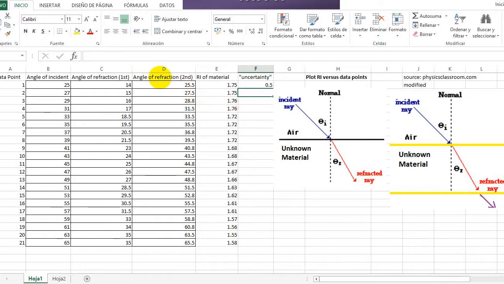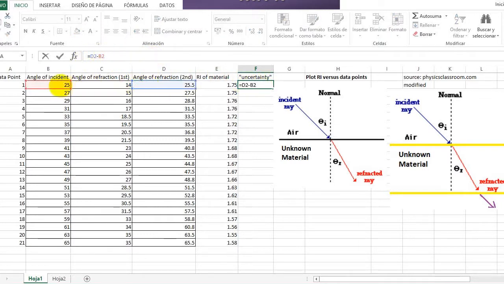As I mentioned before, the second angle of refraction should be equal to our angle of incident. If we did all the measurements correctly, these two values should be the same. And so one of the ways we can calculate uncertainty is not based on propagating values through calculations, but instead calculating the difference between two measurements that should be the same. And since these two measurements should be the same, I can say the uncertainty of my measurement would be equal to one value minus the other one. The value I got, 25.5, versus the angle I should have had, which is 25. So I can just do D2 minus B2.